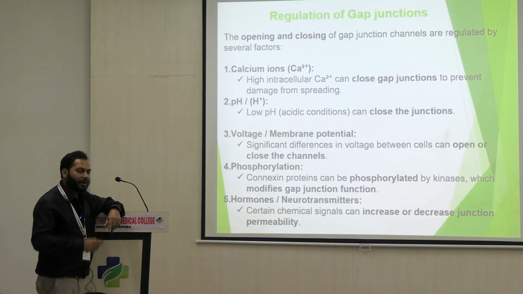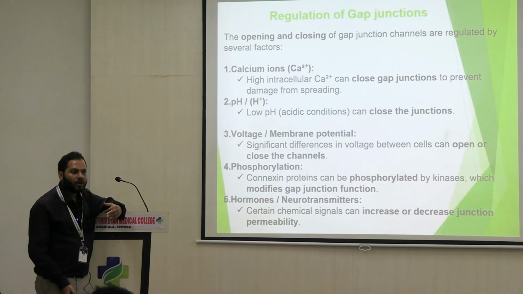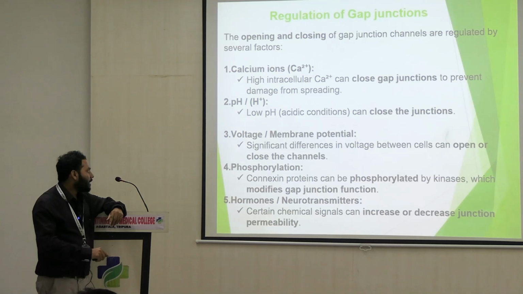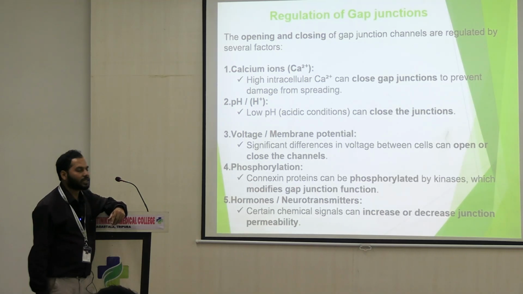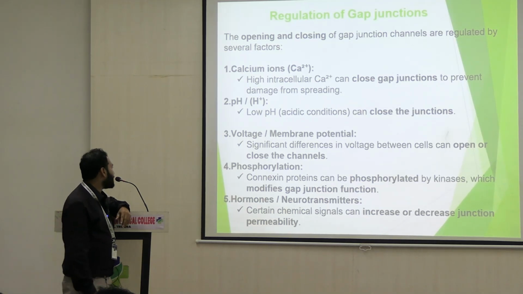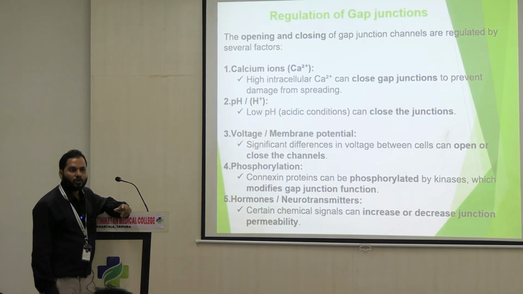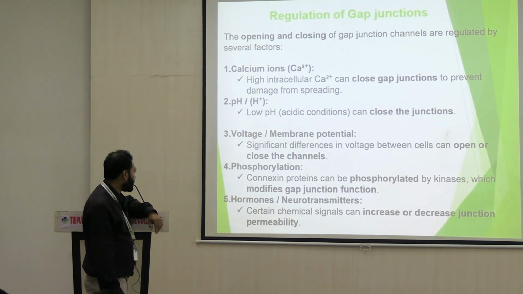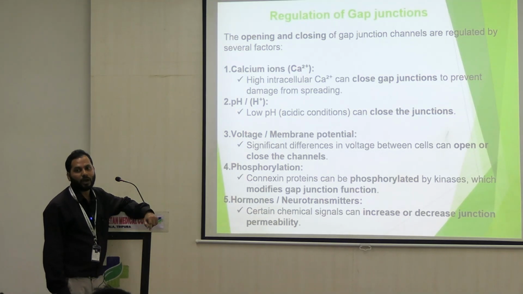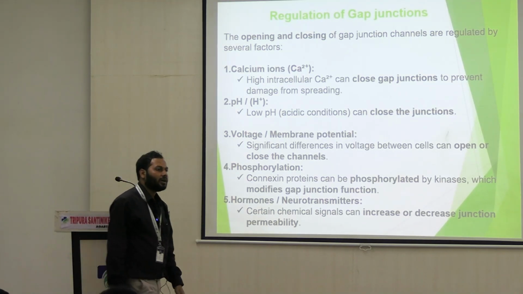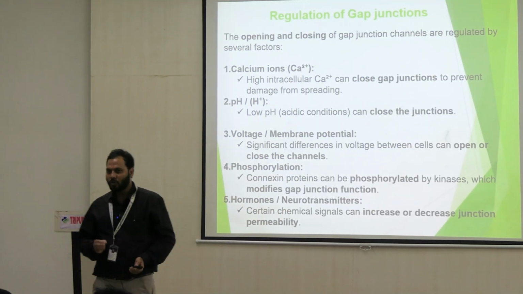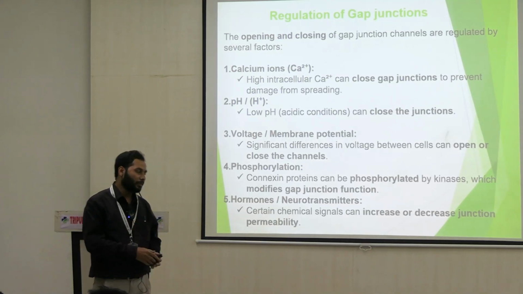Phosphorylation is another important part of these regulatory mechanisms. Phosphorylation of transmembrane proteins, like phosphorylation of connexin by particular proteins called kinases, modifies the gap junctions when needed. Certain types of hormones or neurotransmitters also play an important role in maintaining gap junction function. Certain chemical signals can increase or decrease the junctional permeability, which allows molecules to pass or prevents the exit of important molecules. So this is the regulatory mechanism, the important part of gap junction function regulation.